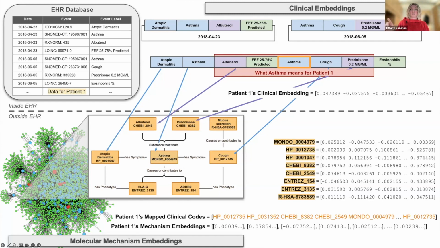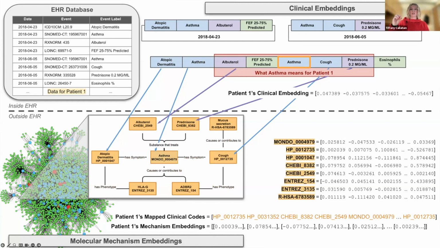And that symptom is caused by the mucus secretion pathway. Cough also has a phenotype, a gene associated with it, ADBR2, which is known to cause or contribute to asthma. Same with HLA-G. HLA-G also has a phenotype, atopic dermatitis, which we also observe with asthma.